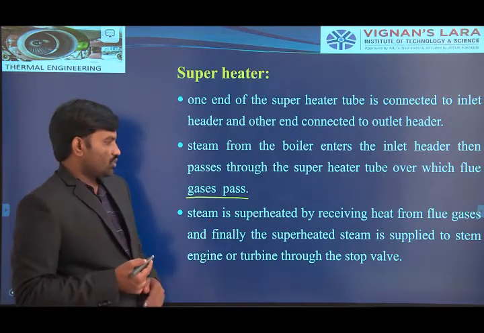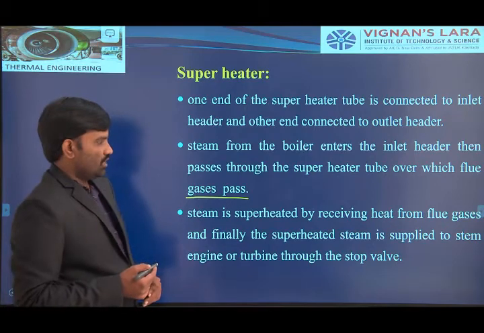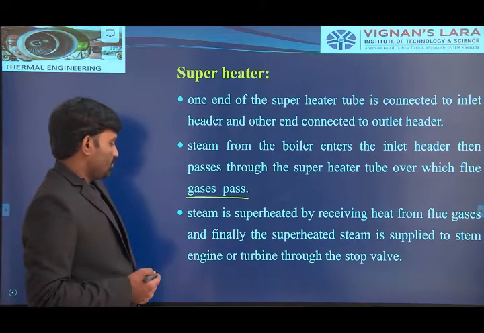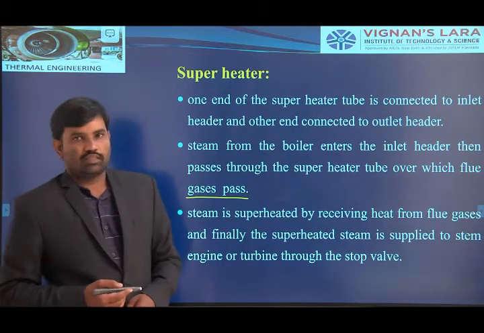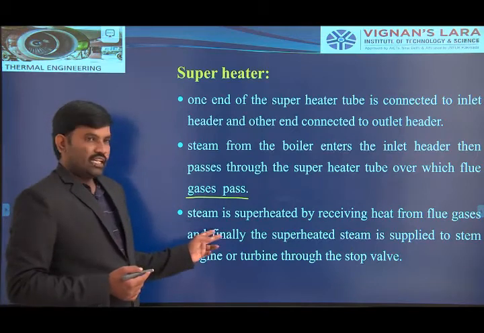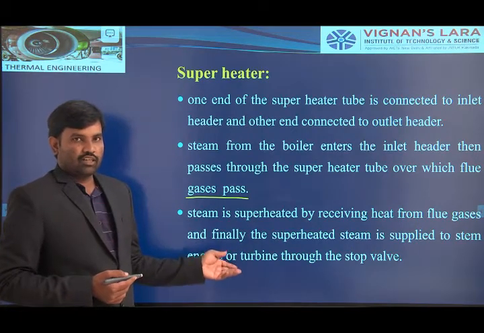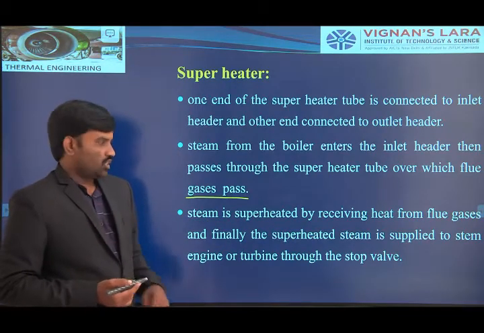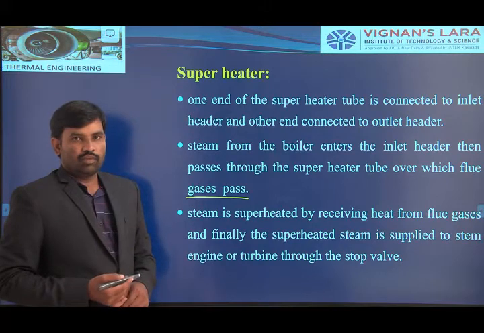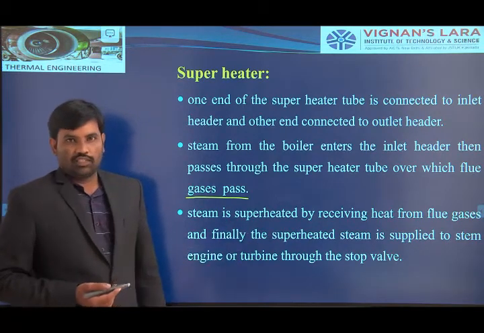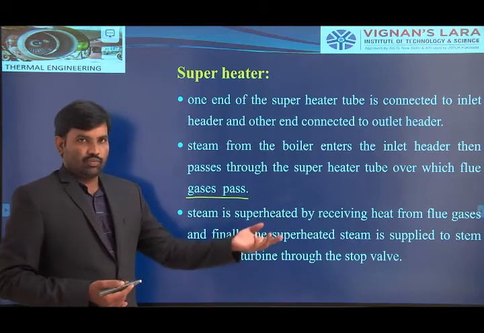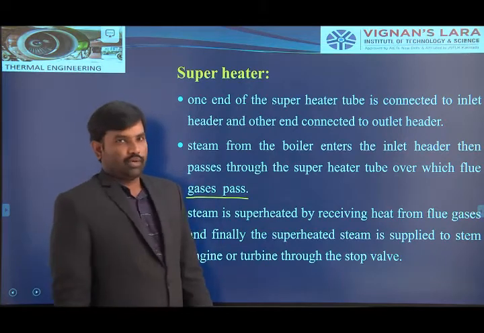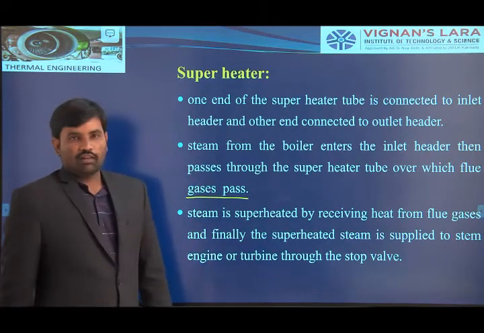Steam is superheated by receiving heat from flue gases, and finally the superheated steam is supplied to the steam engine or steam turbine through the steam stop valve. Later, after superheating, that superheated steam from the superheater tubes enters the steam engine or steam turbine based on our application. If we are using it in a steam power plant, we supply that superheated steam to the steam turbine. If we supply it to the steam engine, we can use that energy in the steam engine operation. In that manner we are increasing the quality of the steam.